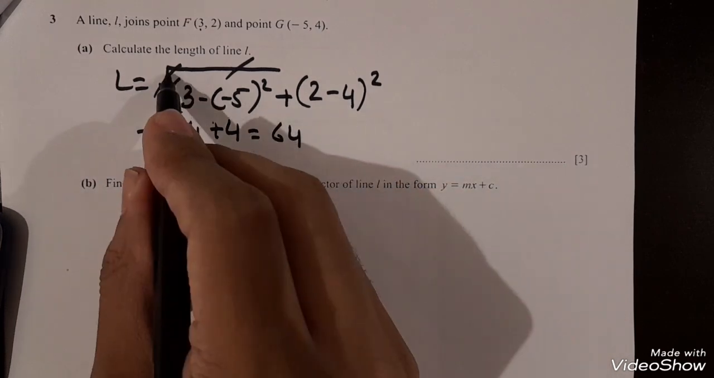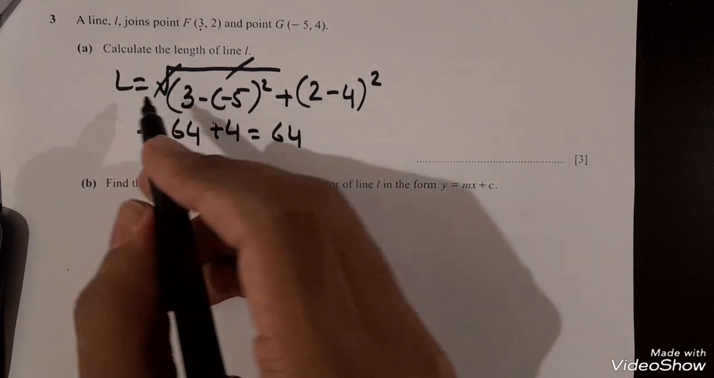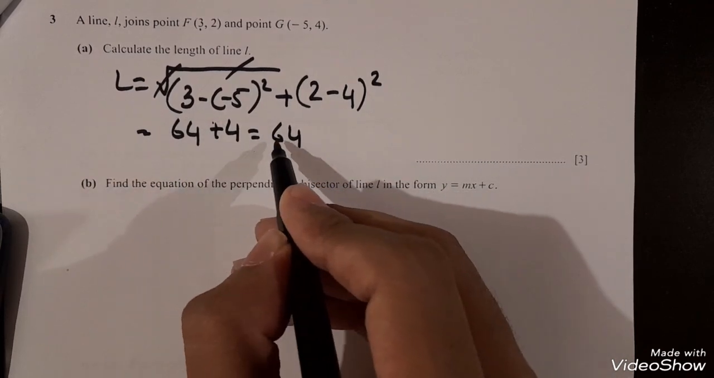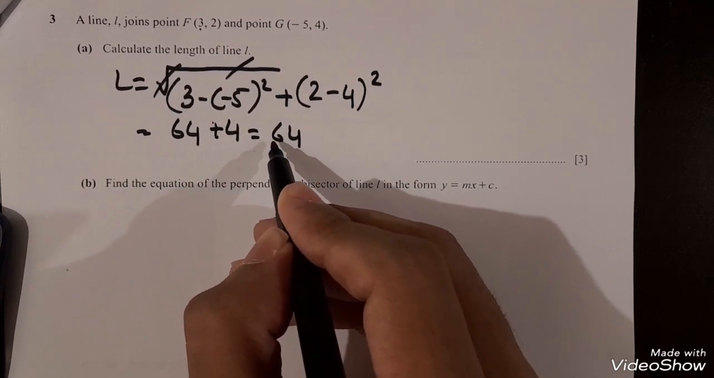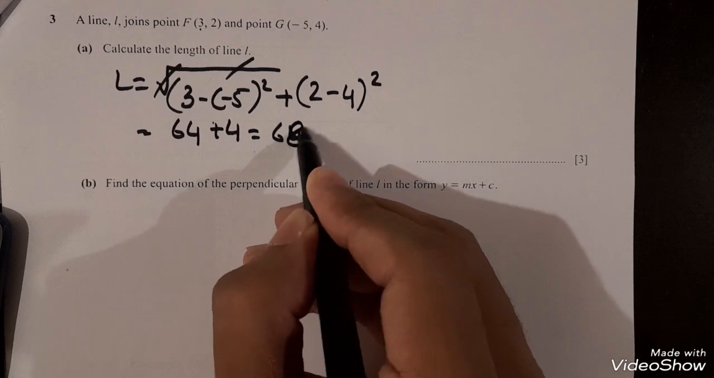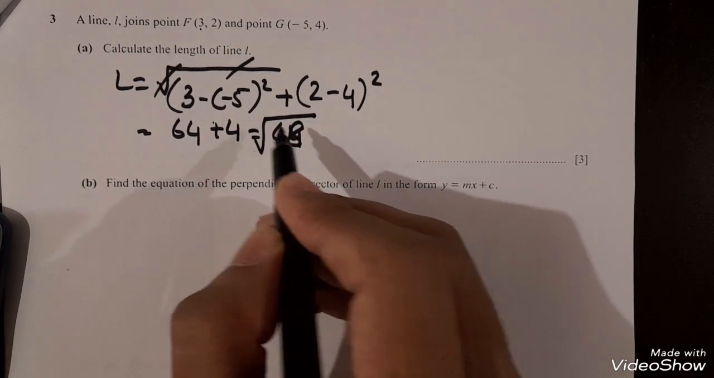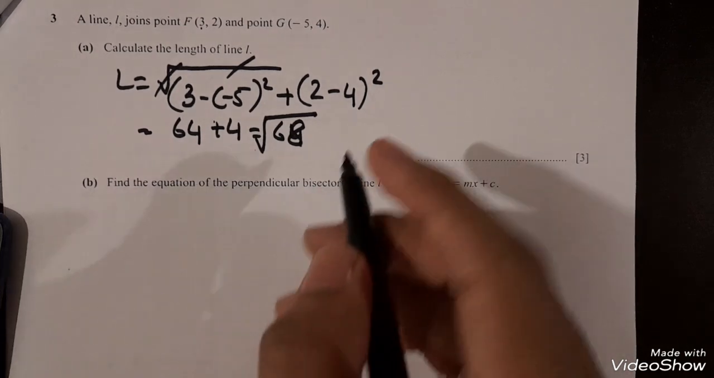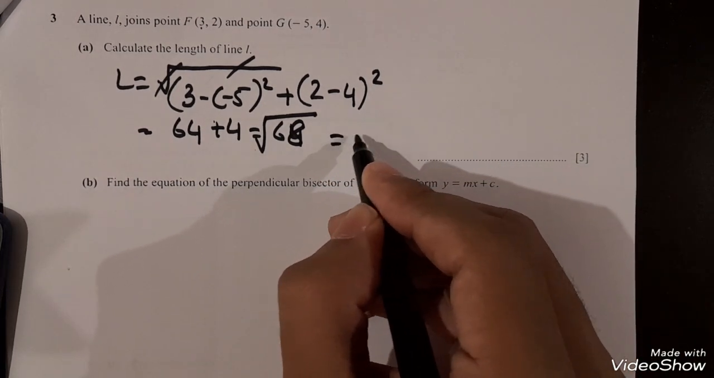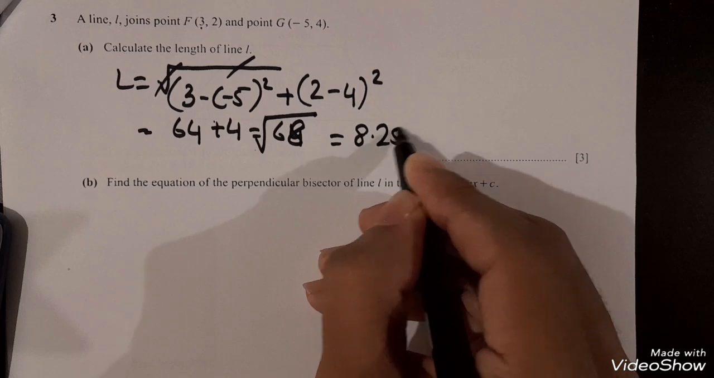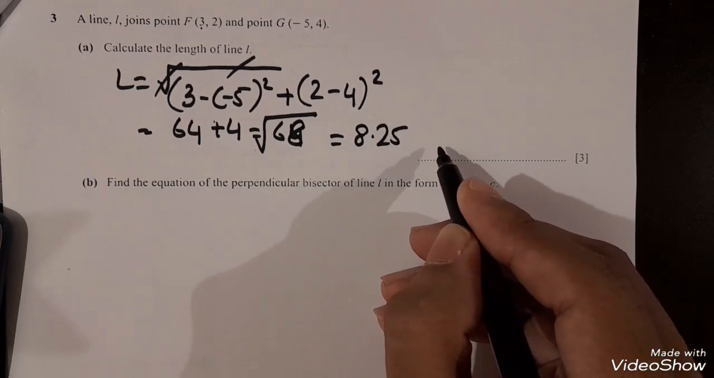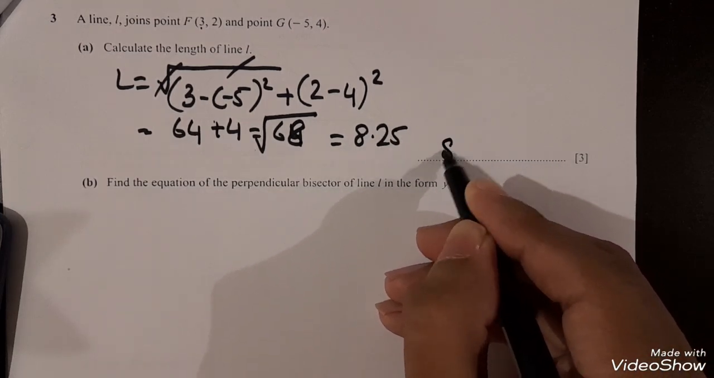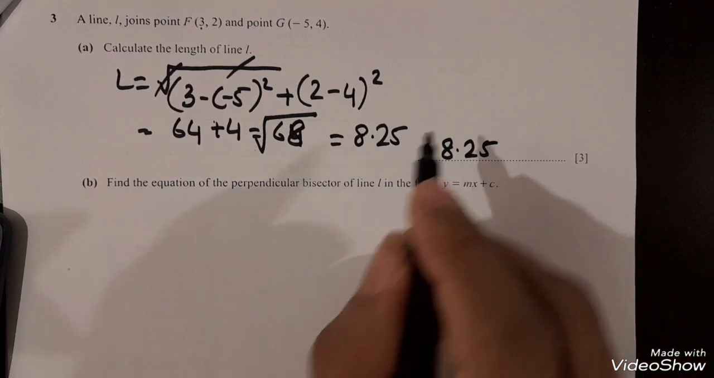Then we will take the square root. First I didn't do that because I didn't want to confuse you. Then we will take the square root of this 68, and the square root of 68 will be 8.25. So the answer for the length of line L is 8.25.